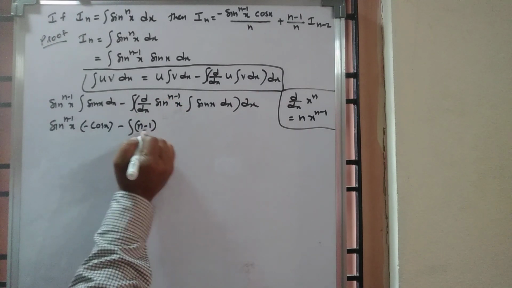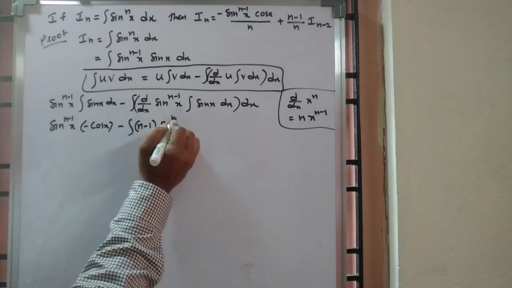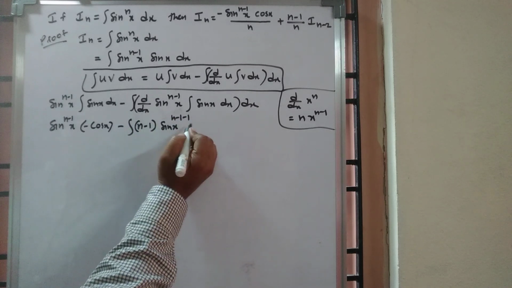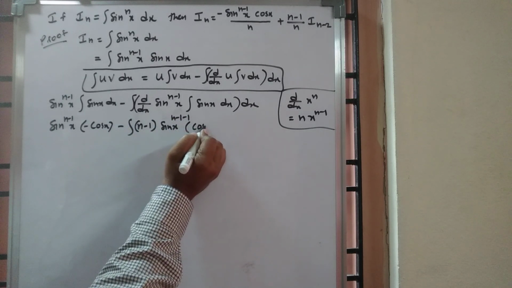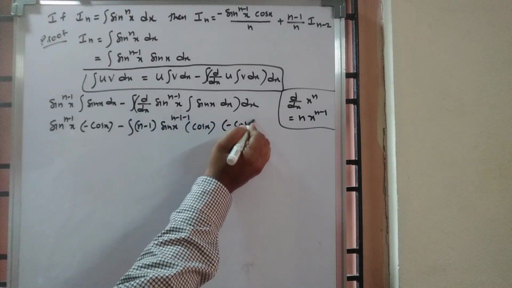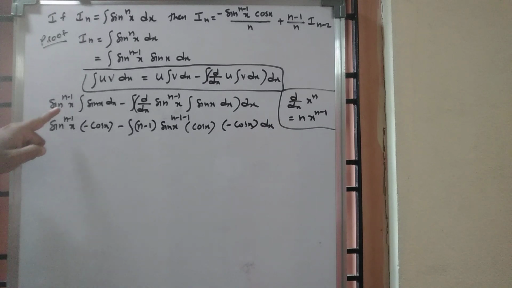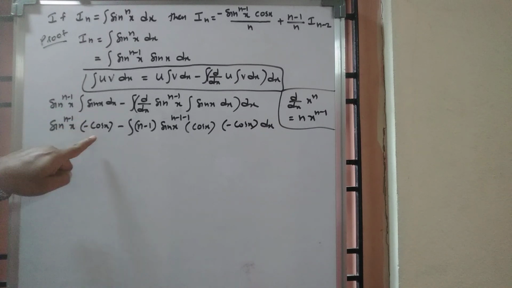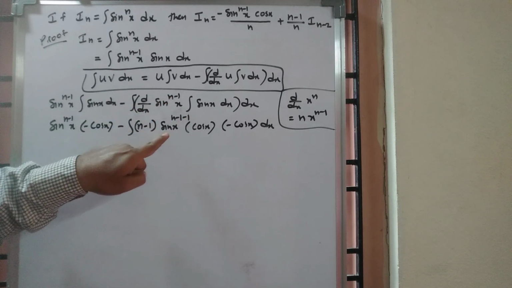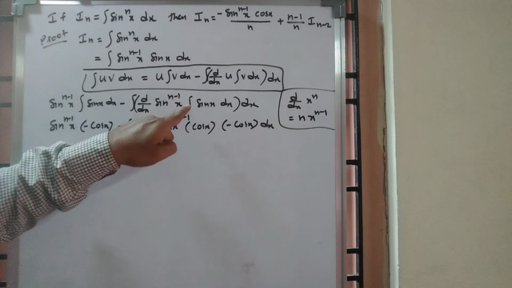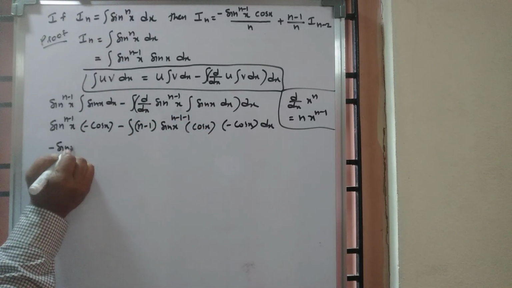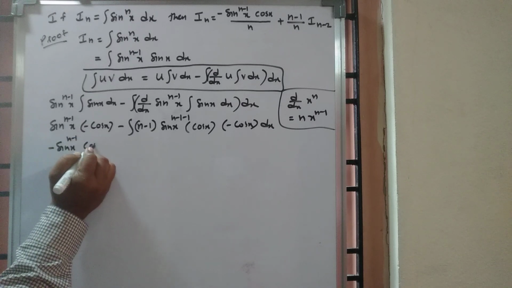So it is n minus 1 into sin x power n minus 1 minus 1, that is n minus 2. And the derivative of sin x is equal to cos x. The integral of sin x is equal to minus cos x, which gives rise to minus sin x power n minus 1 cos x.